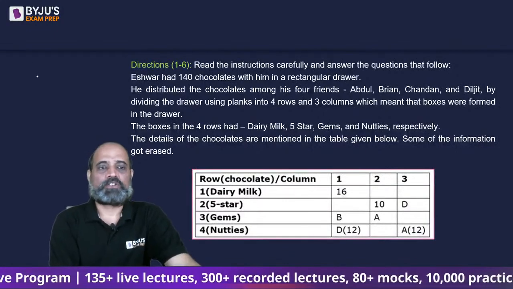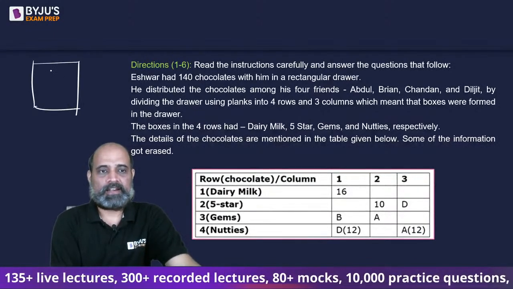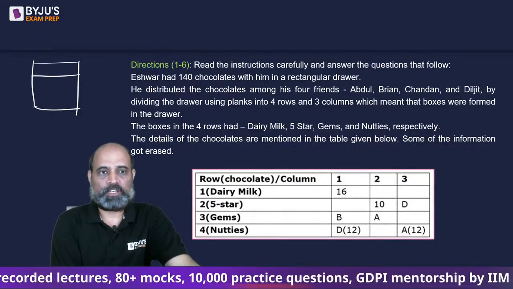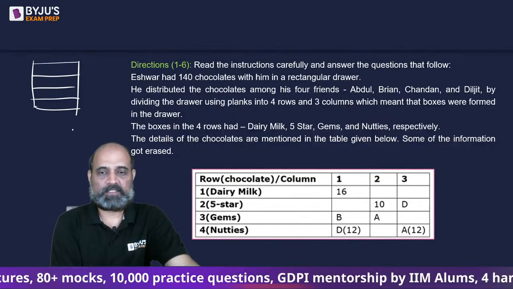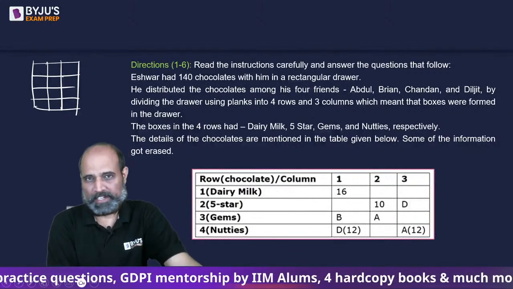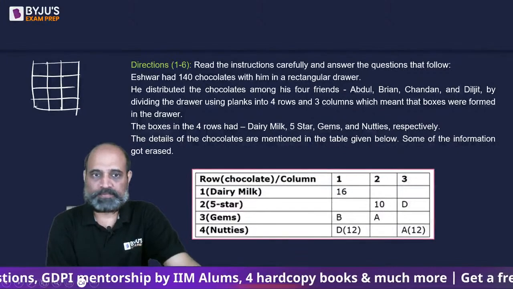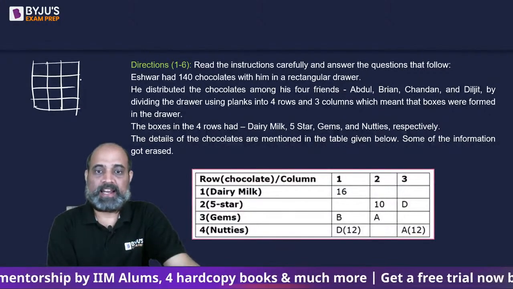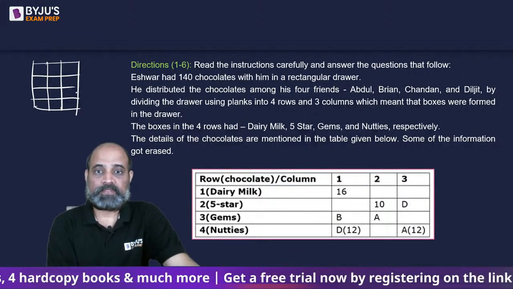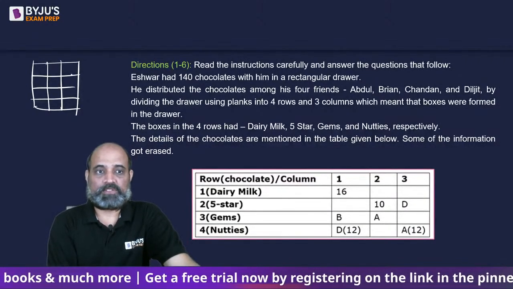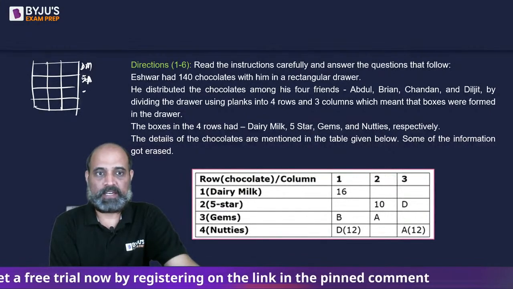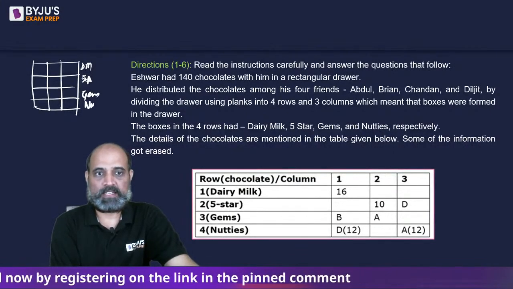Okay. So suppose this is the drawer and using planks into 4 rows, he must have placed 3 planks like this and 3 columns, 2 planks like this. So this is how the drawer was divided. These are 12 boxes. The boxes in the 4 rows had Dairy Milk, 5-star, James and Nutties respectively. So the first one had Dairy Milk, the next one had a 5-star, the next one had James and the last one has Nutties.